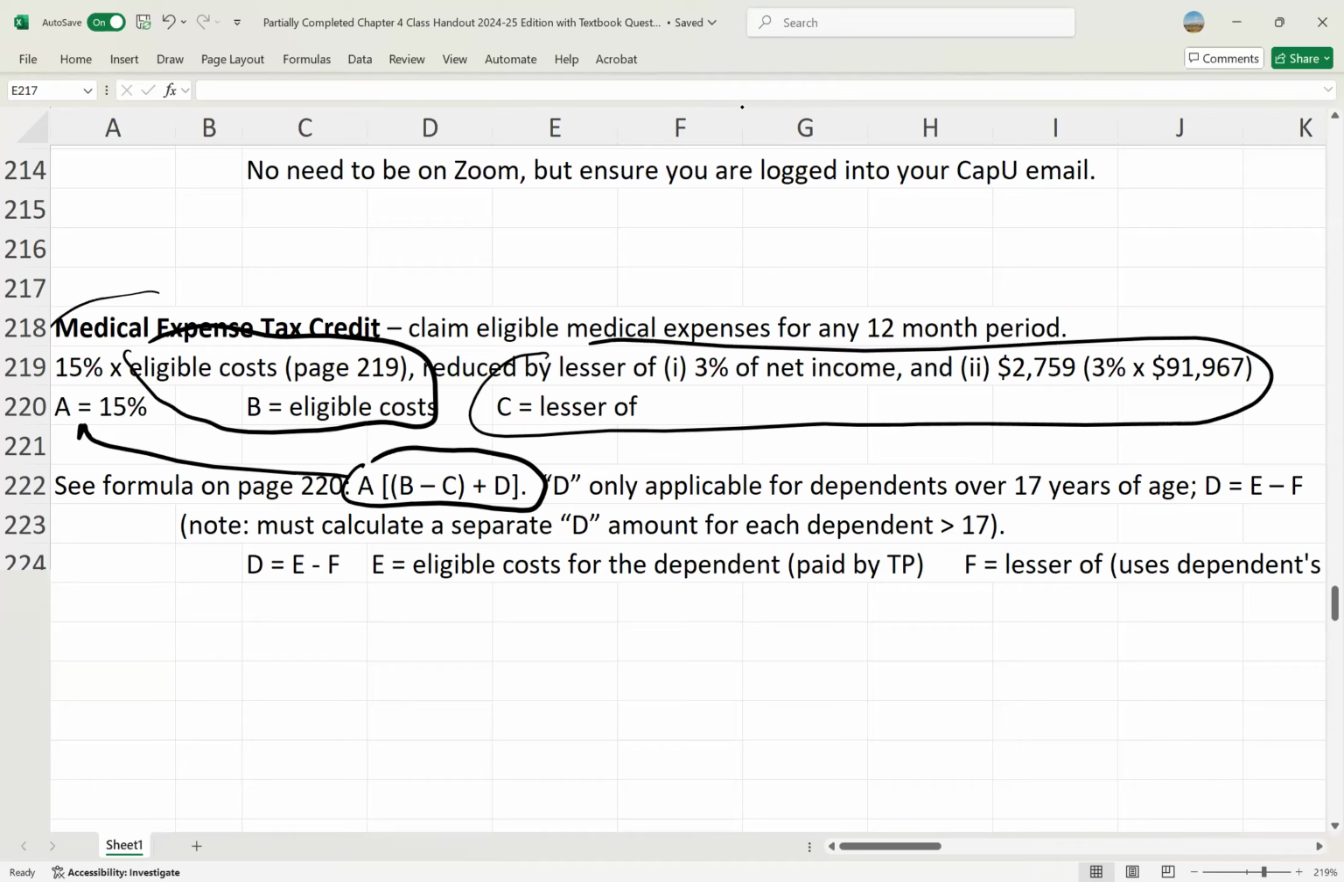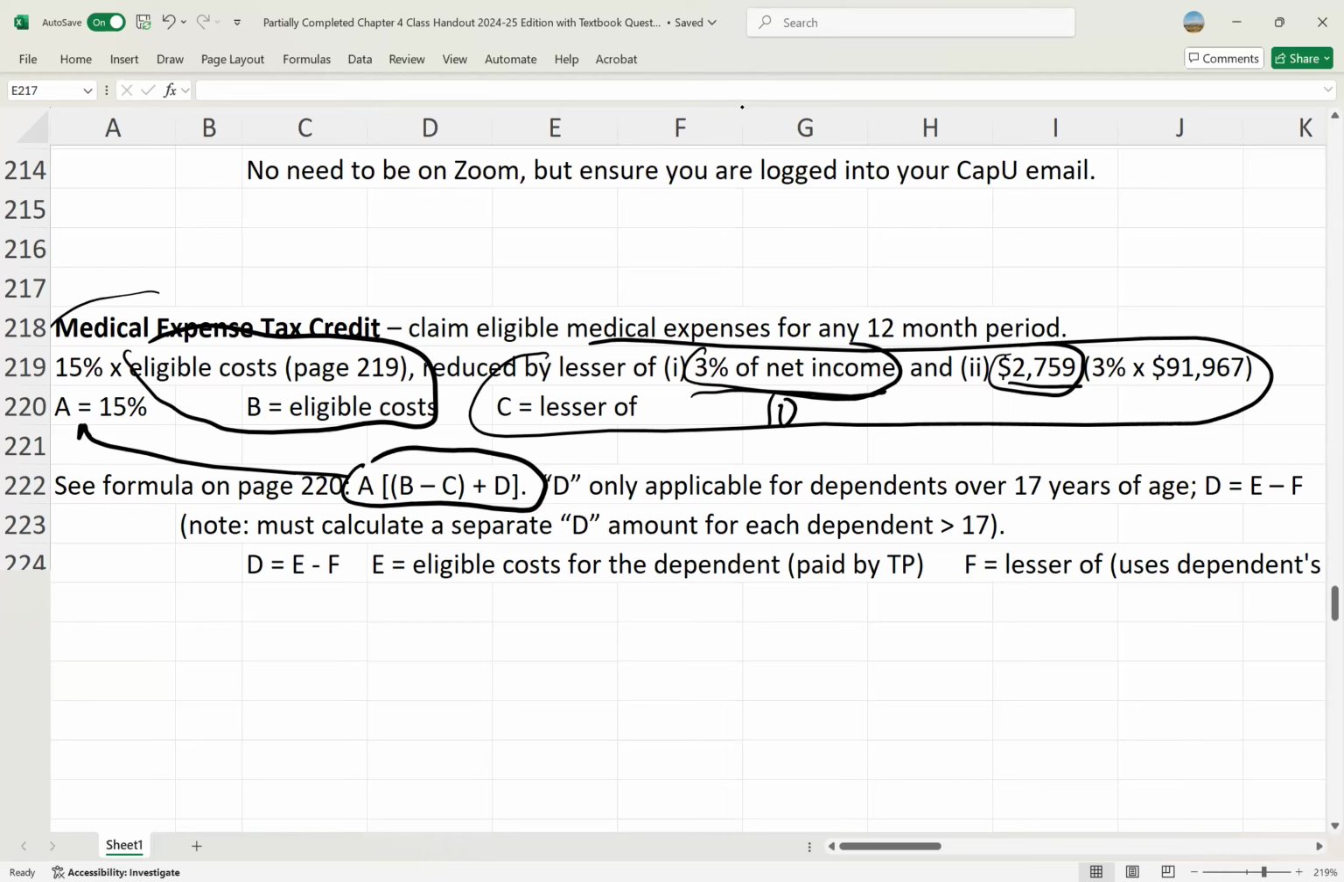C is the lesser of 3% of your net income and $2,759. What this is trying to do is say that there needs to be some level of medical expenses that you pay for yourself. But once you cross that threshold, then you can claim those medical expenses. That's where we get the B minus C. So B is all your eligible medical expenses minus C. C is the lesser of 3% of your net income and $2,759.